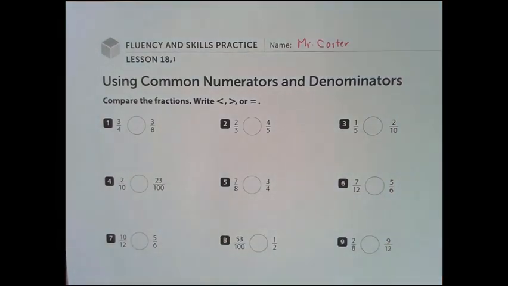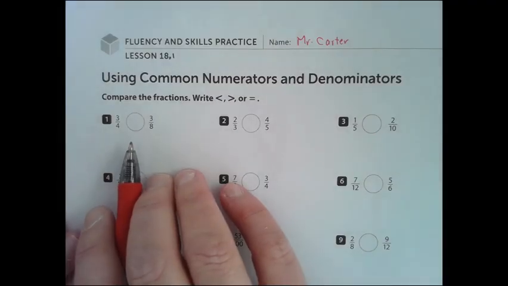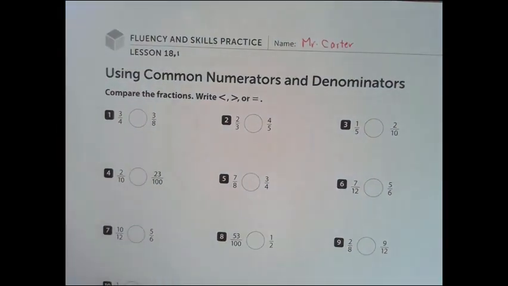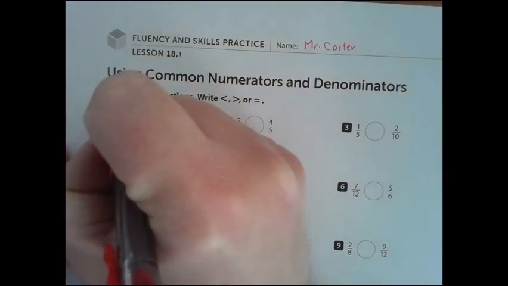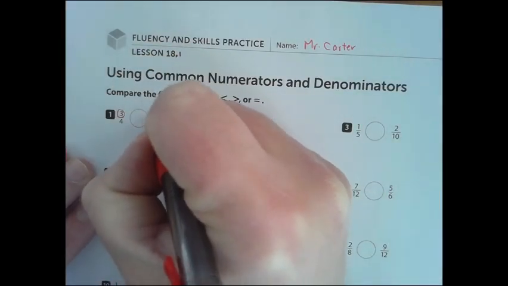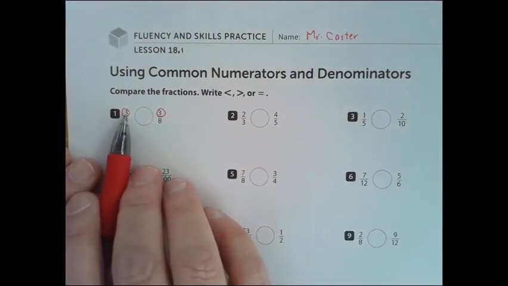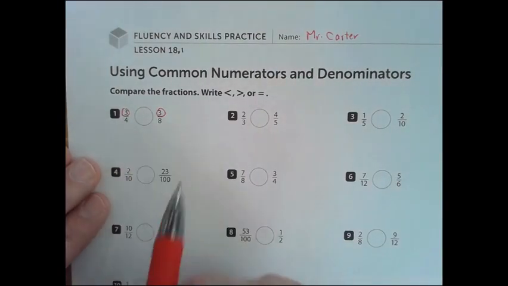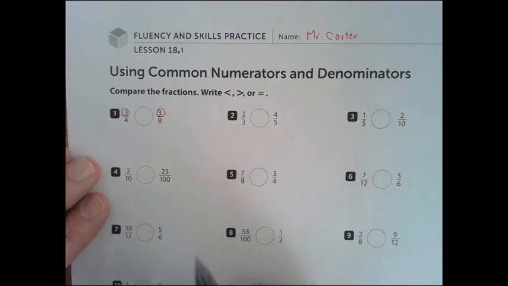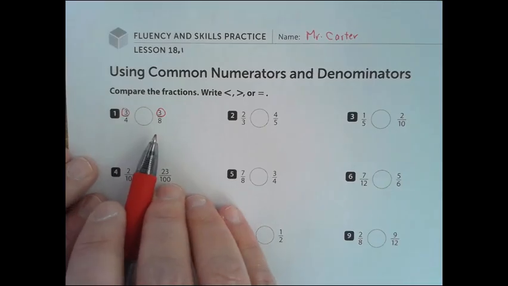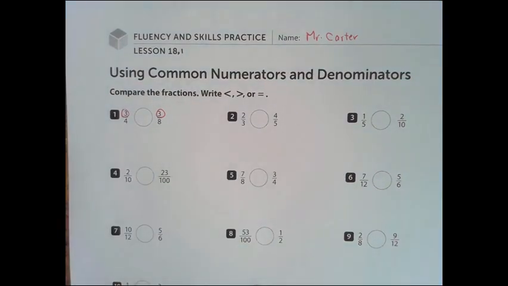Okay. So our first one is 3/4 and 3/8. Well, we don't have to do anything different here because we already have our common numerator, and that is 3. We have a 3 in this numerator and a 3 in this numerator. So now all we have to do is think about what that means for fourths and what that means for eighths. I have a visual here, some fraction bars to help you visualize that.